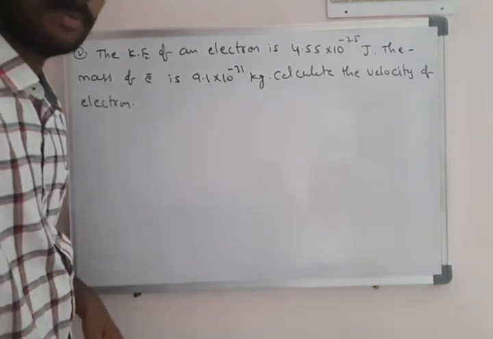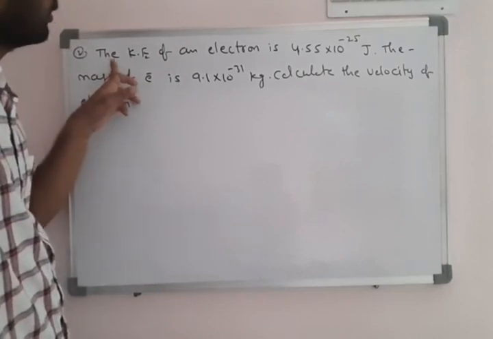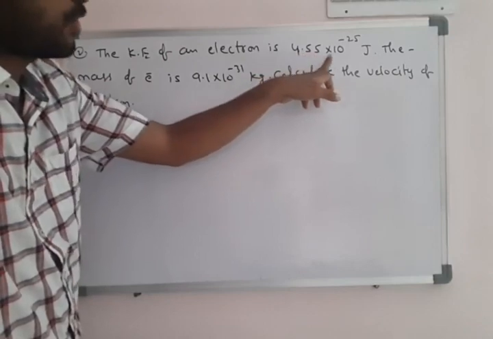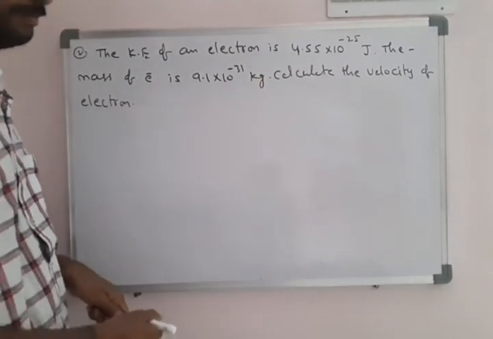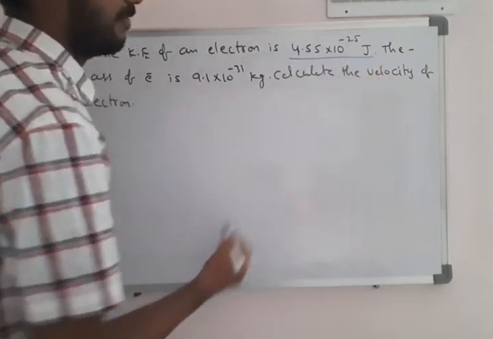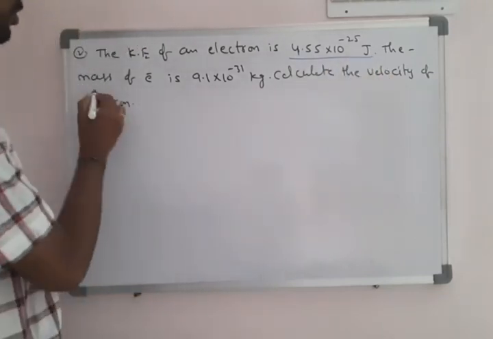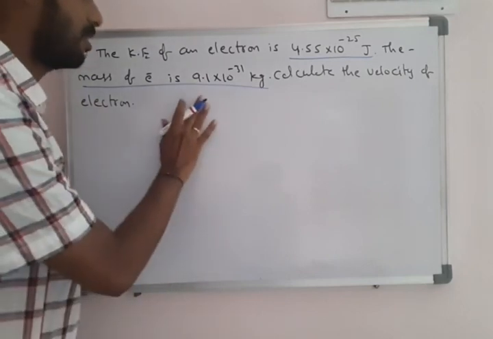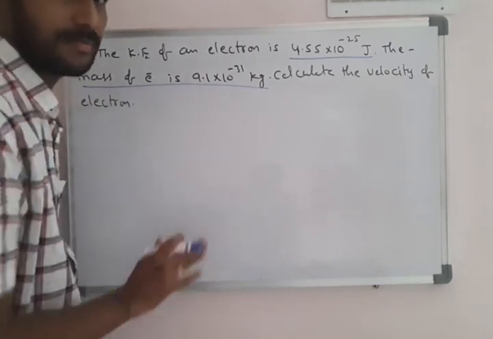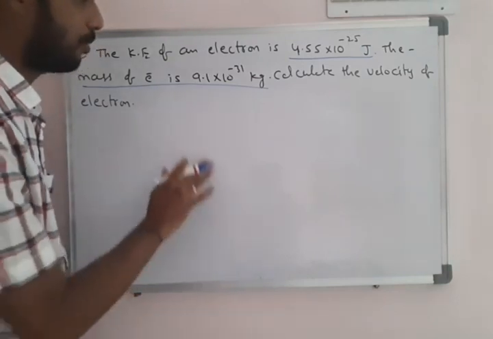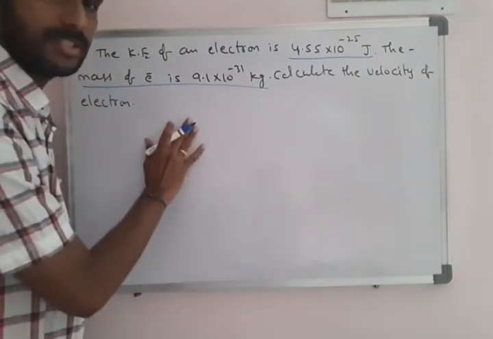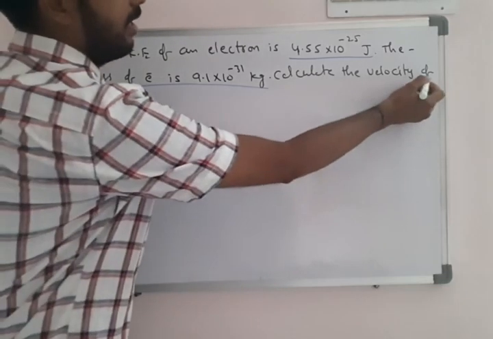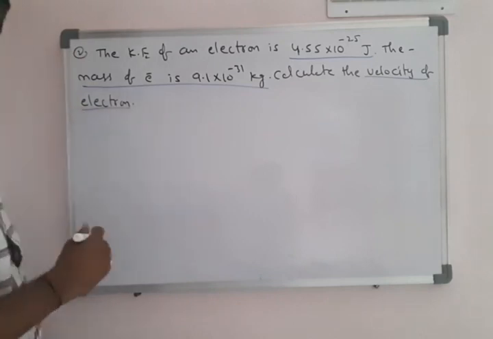Okay, see in this problem, the kinetic energy of an electron is given as 4.55 into 10 to the power minus 25 joules. Here the kinetic energy is given. The mass of the electron is also given. It is not compulsory to give the mass of the electron, because we must know it. In this problem it is given. If it is not given, we need to write our own. So find the velocity of that electron.